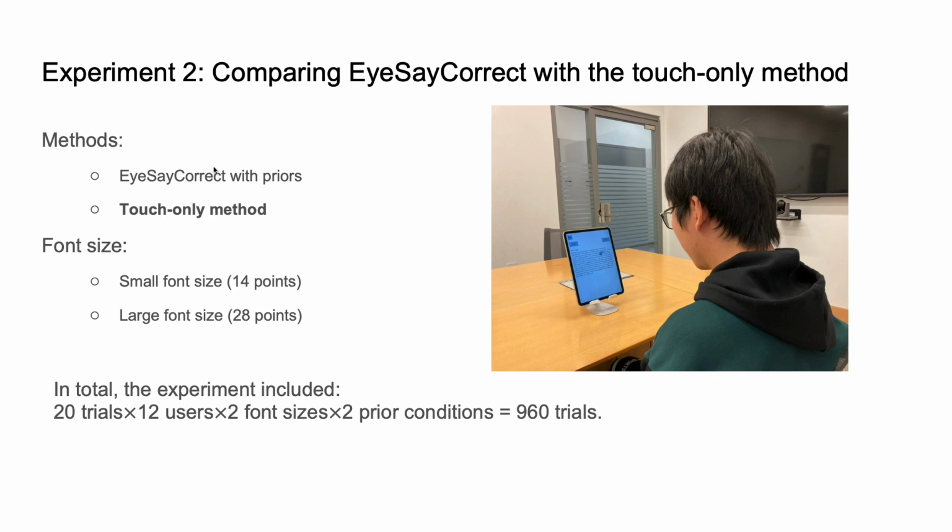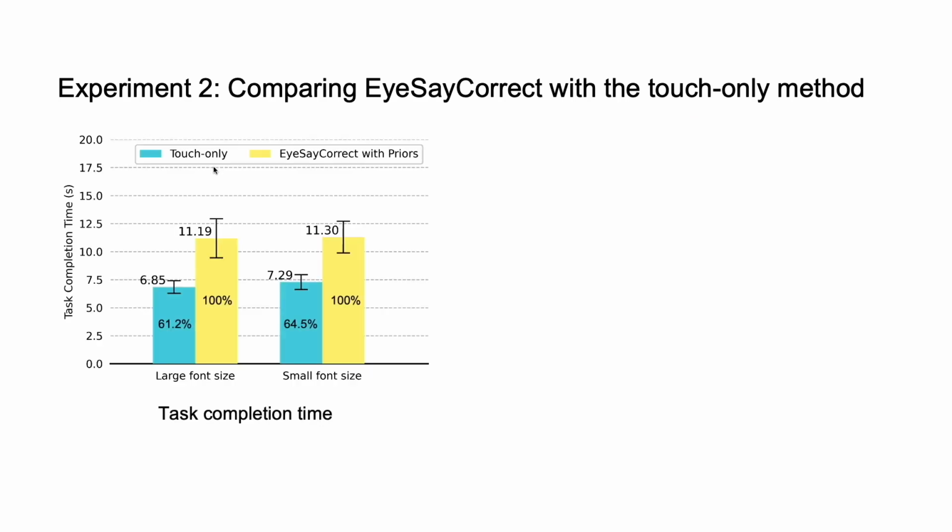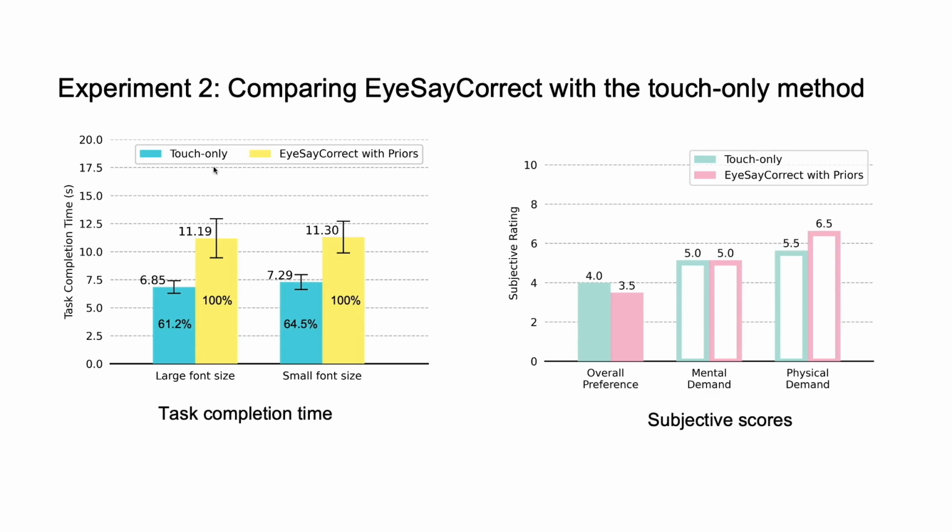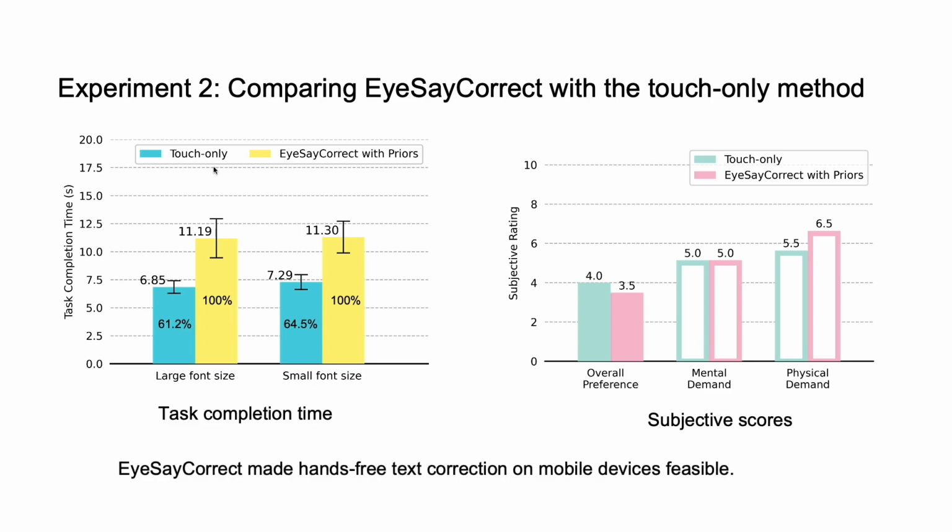We carried out another experiment to compare EyeSayCorrect with the touch-only method, which is the common practice for text correction on mobile devices. We used a similar experiment design. For task completion time, the touch-only method is around 60 to 65% of EyeSayCorrect. The subjective ratings were not significantly different. Without using hands or touch, text correction on mobile devices is an extremely difficult task, if not impossible. EyeSayCorrect made hands-free text correction on mobile devices feasible.